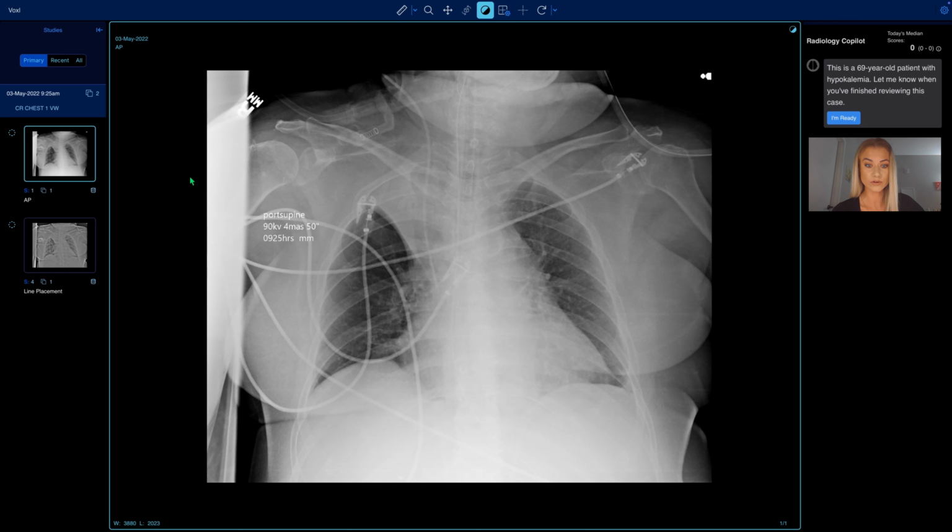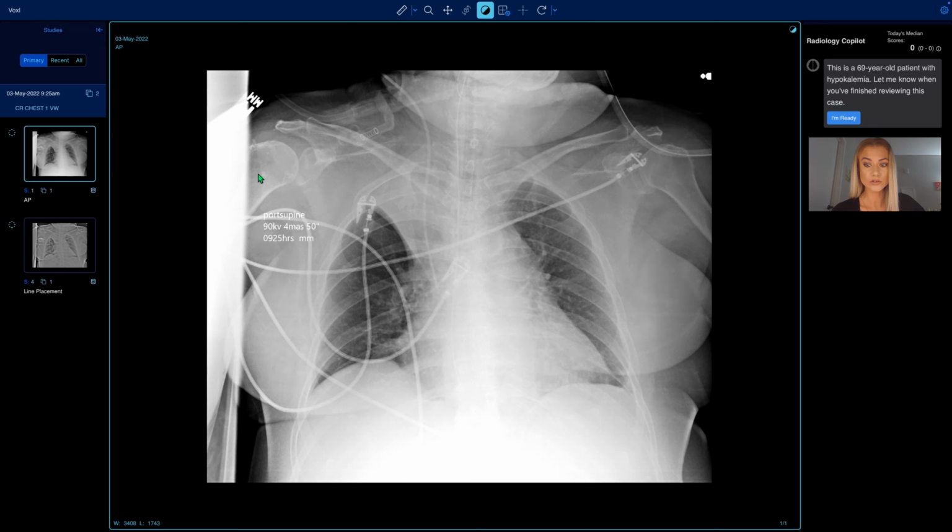First, we'll confirm the identity of the patient by looking at two constant identifiers, in this case their name and their date of birth. Then we'll also ensure that we have the most current study by looking at the date and also the time of the study. Okay, so it looks like we have the correct patient and the correct study.